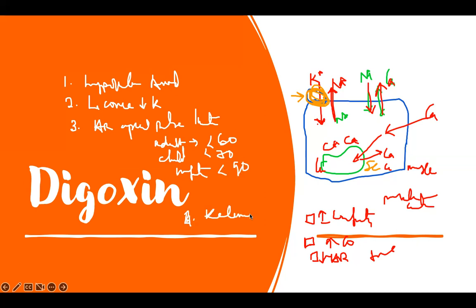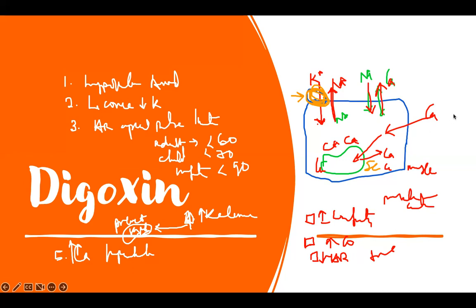And watch your potassium. If it's blocking potassium from being pushed inside the cell, there will be more potassium outside the cell. So it can cause hyperkalemia, toxicity. So anybody on digoxin, you want to make sure their potassium is normal.